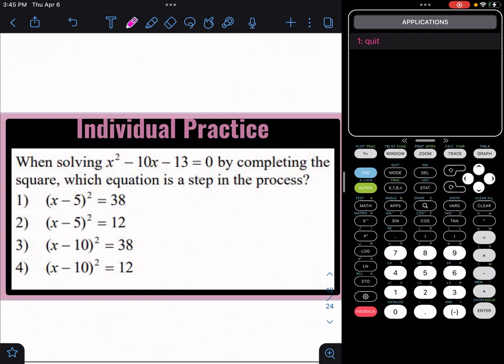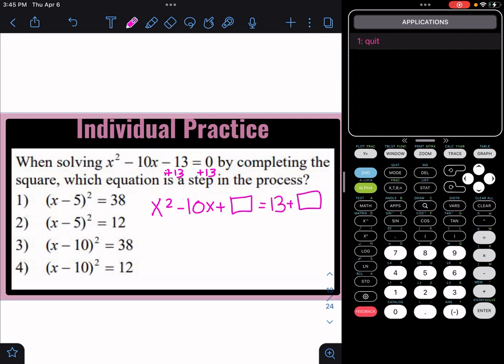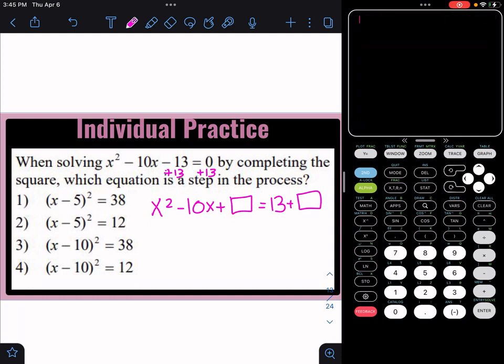Alright, let's look at this one. What is a step? Alright, first add that 13. I will get x squared minus 10x plus a box equals 13 plus a box. Now the number that goes inside the box is b. b is -10 here. -10 divided by 2 is -5, and -5 squared is 25. Alright, 13 plus 25 is 38.